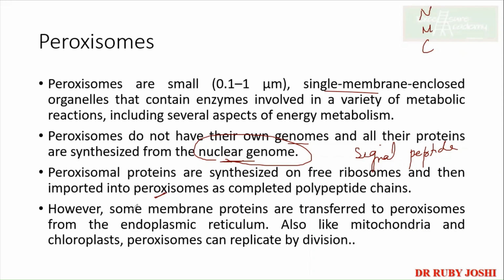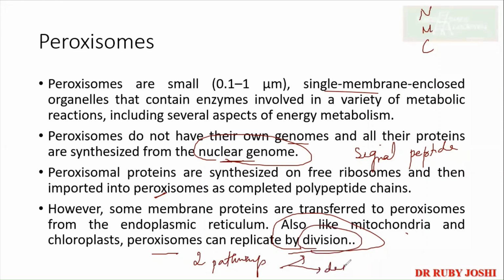However, some membrane proteins are transferred to peroxisomes from the ER. And also, like mitochondria and chloroplast, peroxisomes can replicate by division. So I'll take this at the end, like how peroxisomes are formed. There are two ways by which peroxisomes are synthesized. One is by division, the other one is known as the de novo pathway. We'll come to that at the end, like how the peroxisomes are divided.